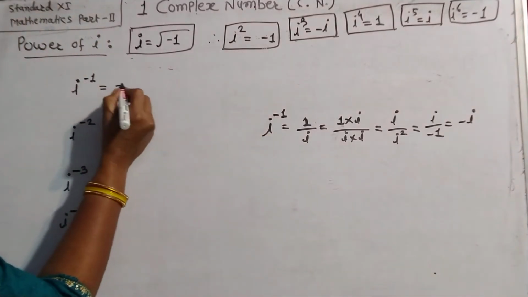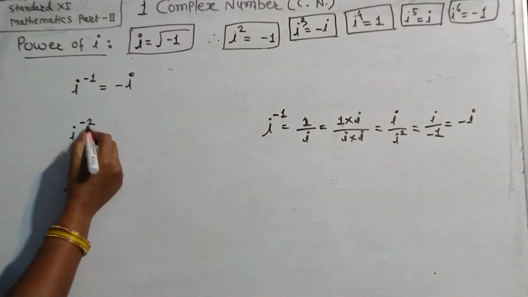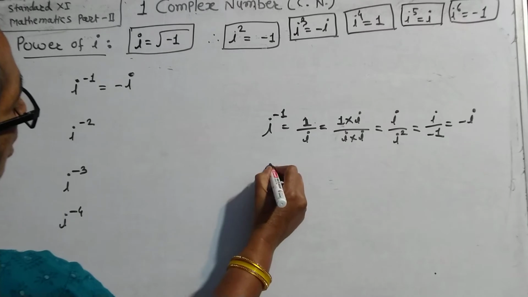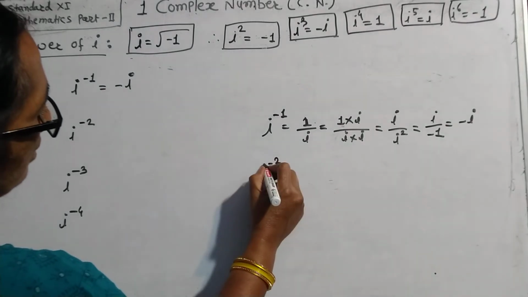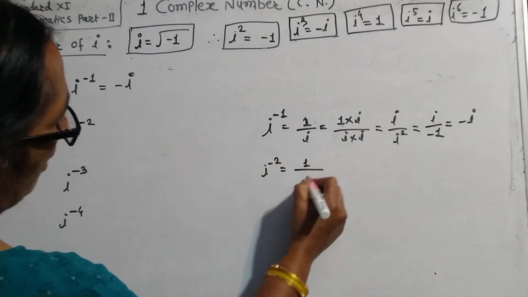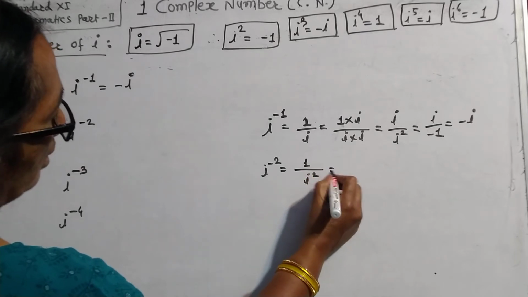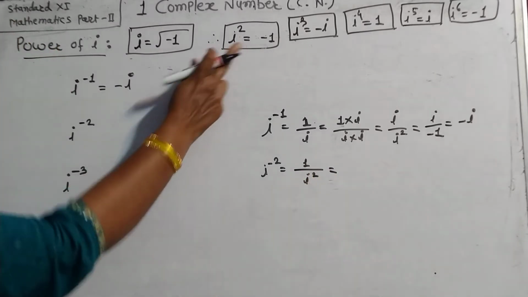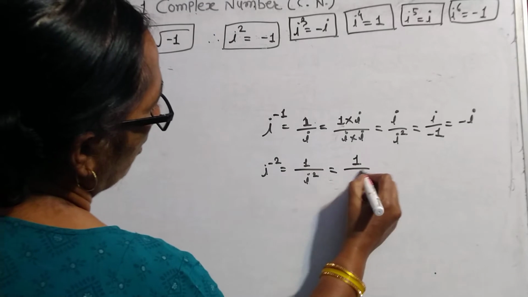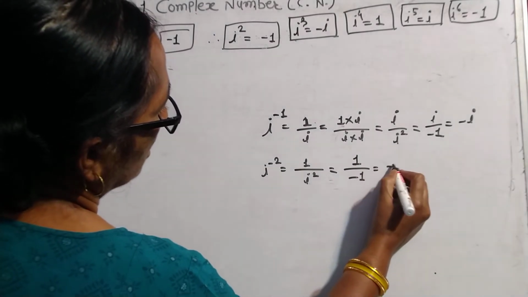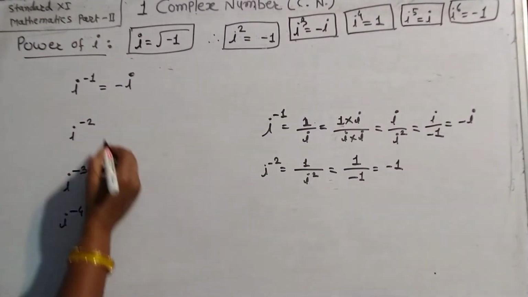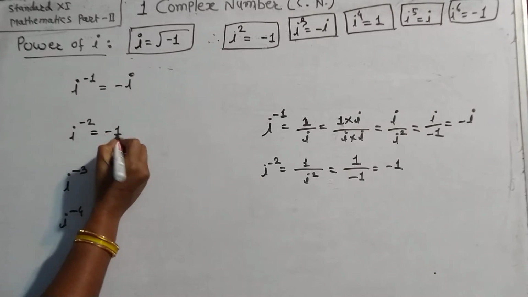Now i raised to minus 2 means 1 divided by i square. Now i square is nothing but minus 1. 1 divided by minus 1 means minus 1. So the value here is minus 1.